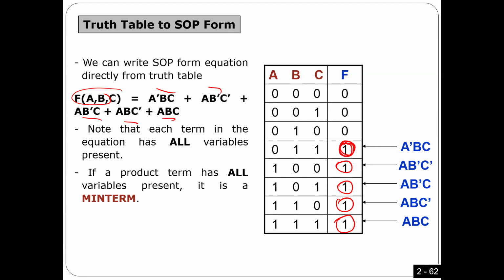So now you are telling me for every one here, I have to work on the ones, not zeros. For every one, I have to get a term, and then I have to OR all of them together. That's true. Okay. Tell me, number one, how can you get these terms?